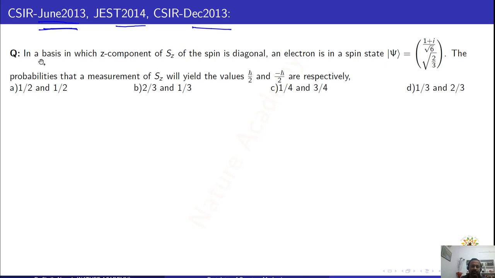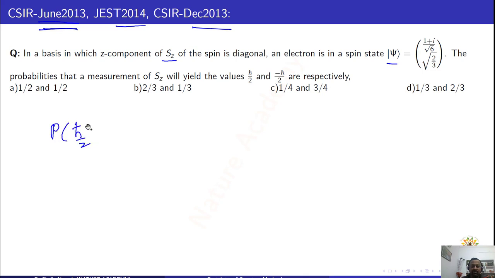In a basis in which the z component Sz of the spin operator is diagonal, an electron is in the spin state psi, which is given here: psi equals (1 plus i) by root 7 and another element, root 2 by 3. The probabilities that a measurement of Sz will yield the values h bar by 2 and minus h bar by 2 are, respectively, what? So he is asking the probability of measuring h bar by 2.